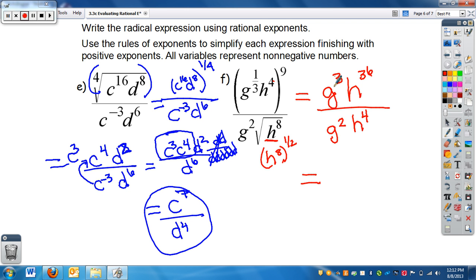And then I can simplify. I have 3 g's on top, 2 on the bottom. 2 can simplify with 2 on the top, so I have 1 g on top. I have 4 h's on the bottom. I take away 4 from the top, and that's h to the 32nd.